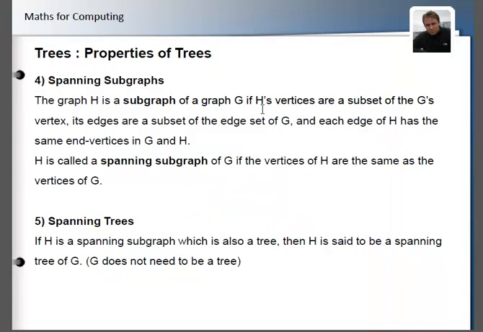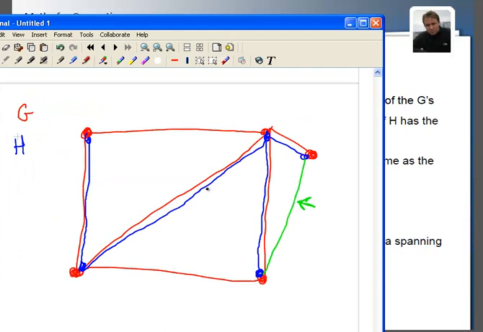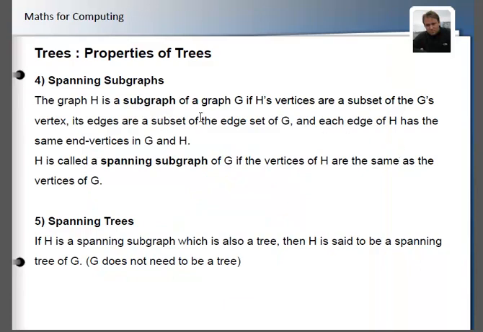Let's go back there again. If H is a subgraph of G, H's vertices are a subset of G's. Have I got to all the vertices? All the vertices are connected. All of G's vertices are connected by H. That's important. But they don't have to be, they are a subset of G's.